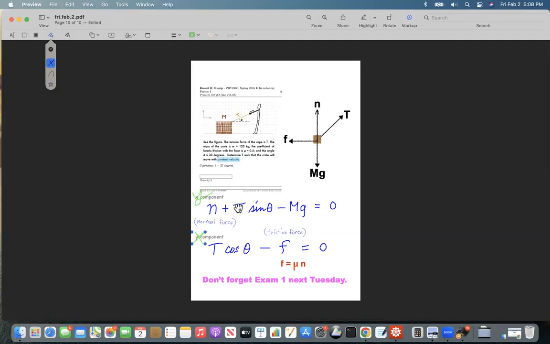The unknowns are T and I guess N. Coefficient of friction is given here. So the unknowns are T and N. But anyway, you want to solve for T. That's what goes in the box.